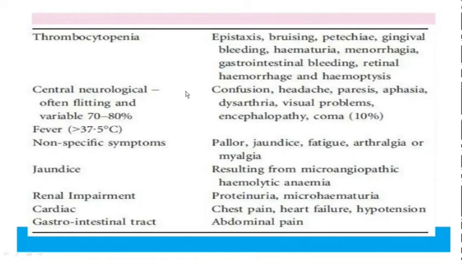So basically the manifestation will be in the form of thrombocytopenia, which can present as epistaxis, petechiae, gingival bleeding or gastrointestinal bleeding, or a neurological manifestation which can be very fleeting, such as subtle confusion, headache or paresis, or as significant as encephalopathy or coma, but mostly the neurological features are non-specific and variable. The other non-specific symptoms are pallor, jaundice, fatigue, and arthralgia due to intravascular hemolysis of RBCs. Jaundice again results from the microangiopathic hemolytic anemia.